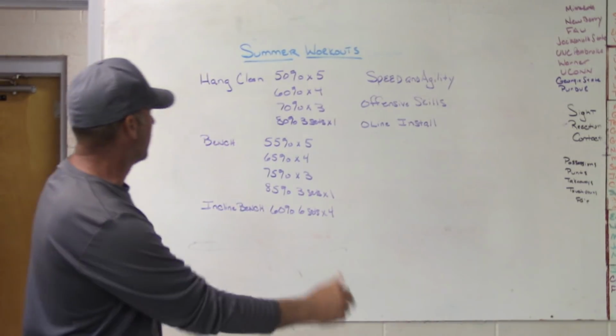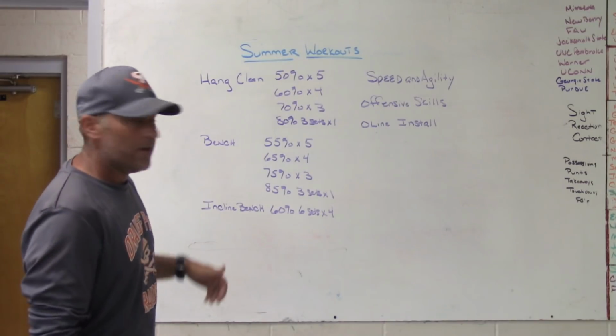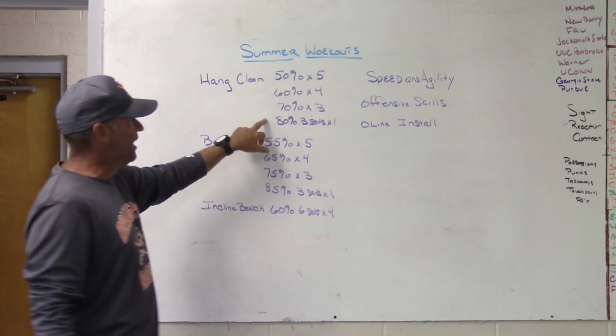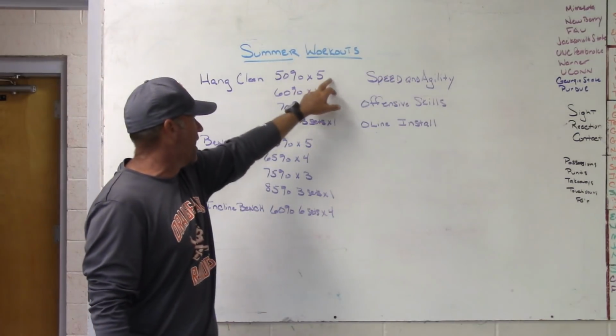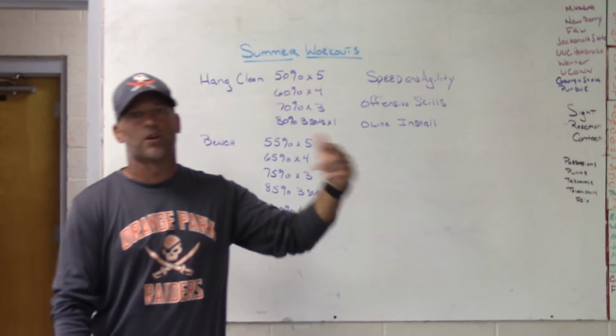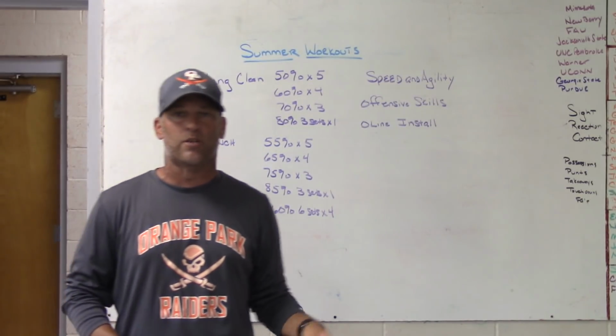So when you look on the board, we have 3 lifts that we did today. We did hand clean: 50 for 5, 60 for 4, 70 for 3, 80 for 3 sets of 1. So there's 9, 12, 15 reps. Some people would say you need to be in a 21 to 30 rep range. I'm not here to argue where you need to be, where you should be.